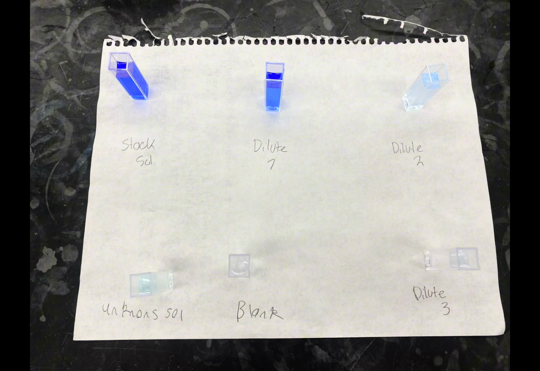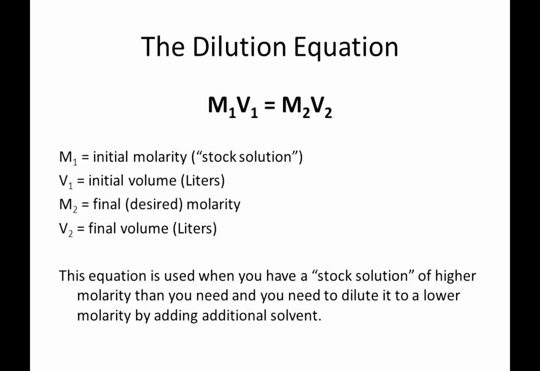The stock solution is the solution with the highest concentration that will be used to create our dilutions. This is expressed through the dilution equation, which is specifically used to calculate the concentration of a solution after it is diluted with the stock solution. Here, M initial and V initial represent the molarity and the volume that we start with, and M final and V final represent the molarity and volume we end with.